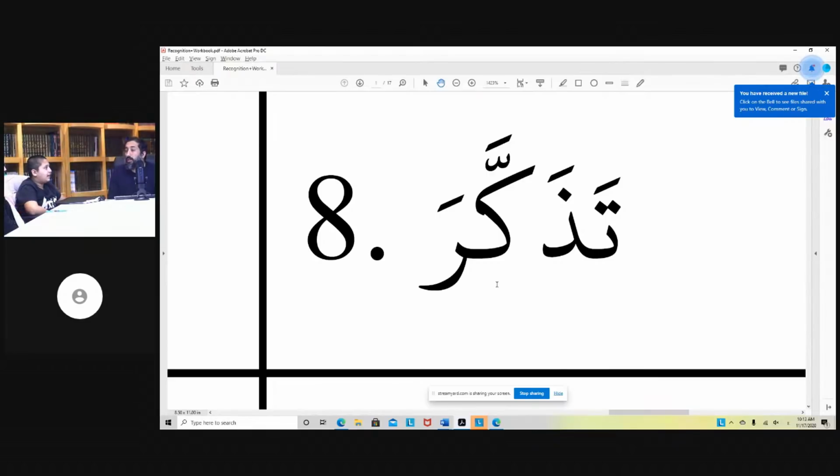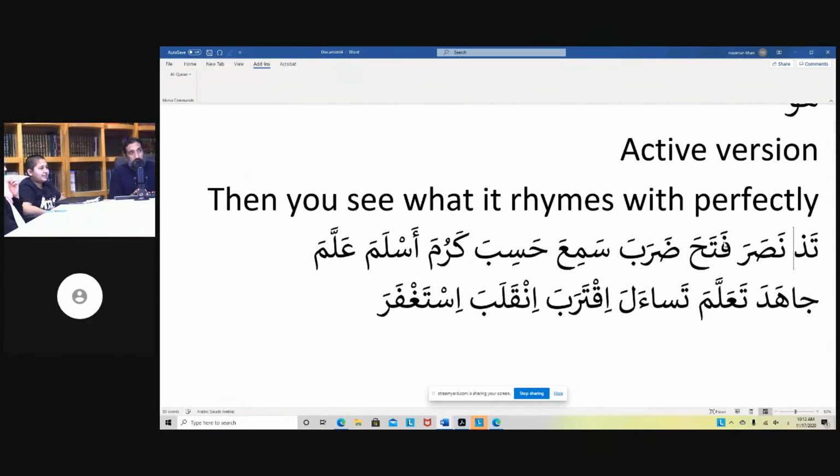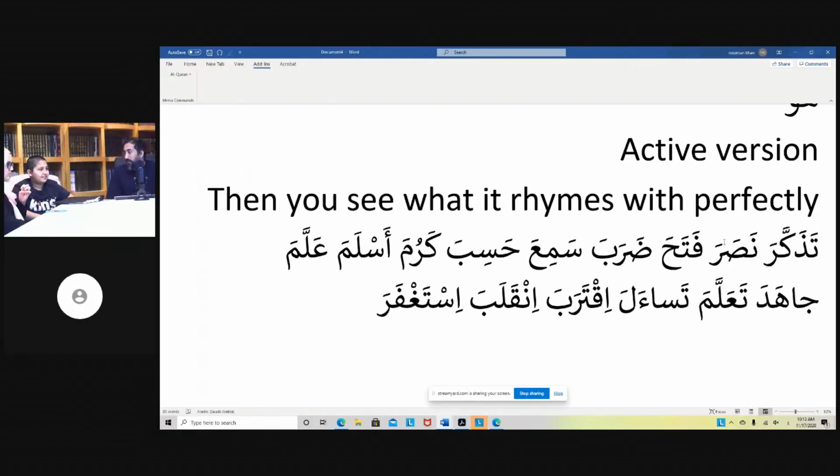تذكر. Yes, you don't mess with the ending. That's very good. If it is active, what family does it belong to? I think it's the Nasara family. Which family? No. Is it تعلم like جاهد, اقترب, تساءل, استغفر? Okay, if you say so.